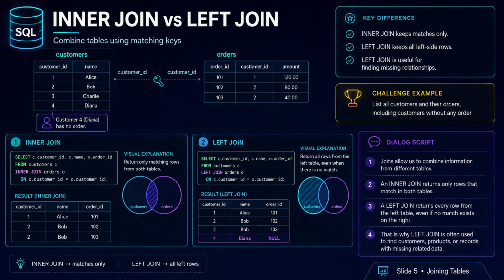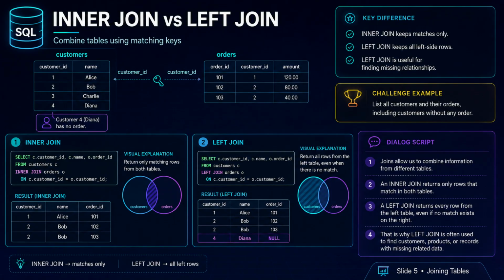A left join returns every row from the left table, even if no match exists on the right. This means that if there is no matching record in the right table, the result will still include the row from the left table, with null values for the columns from the right table. This makes left join particularly useful when you want to see all the entries from one table, regardless of whether they have related data in another table. That is why left join is often used to find customers, products, or records with missing related data.